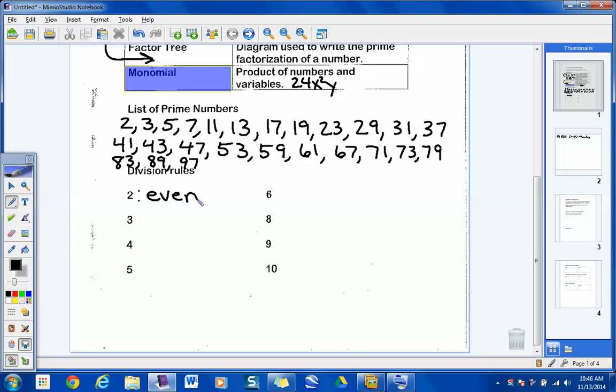How about you guys get your Chromebooks out? I want you to do a Google search on rules for dividing by 3.